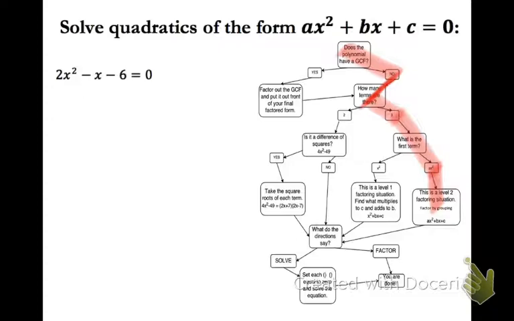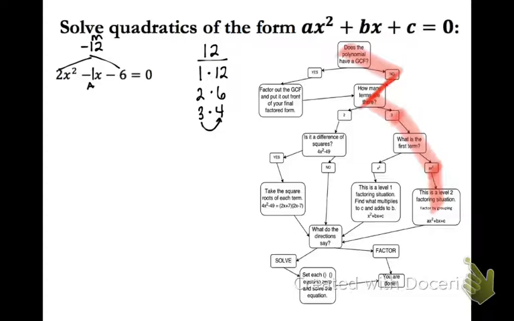So we're going to figure out what multiplies to a times c. A times c, 2 times -6 is -12. So we want to know what multiplies to -12 and adds to -1. So let's come over here. I'm going to write out my factors of 12. Notice I'm leaving the negative off right now. We'll get to that in a minute. So factors of 12. 1 times 12, 2 times 6, 3 times 4, and we're back to 4.